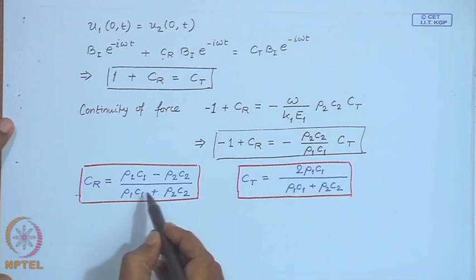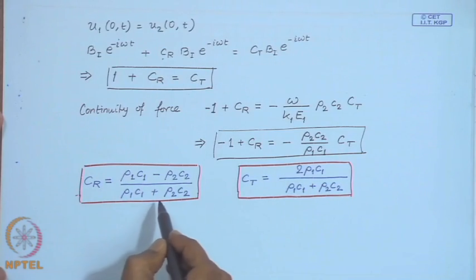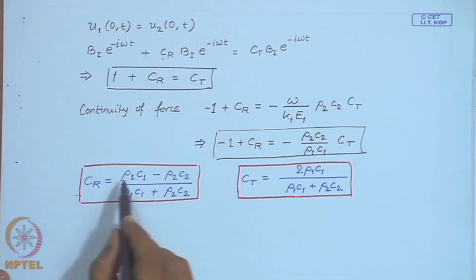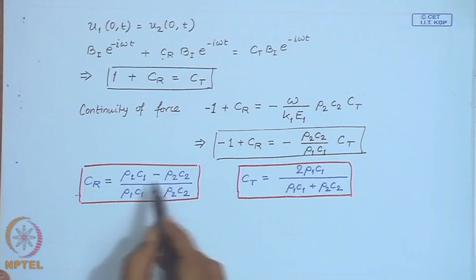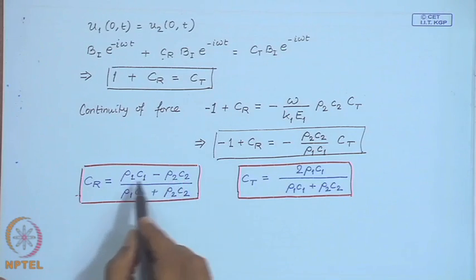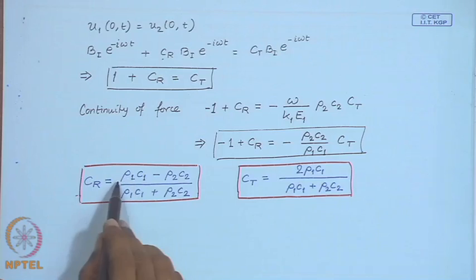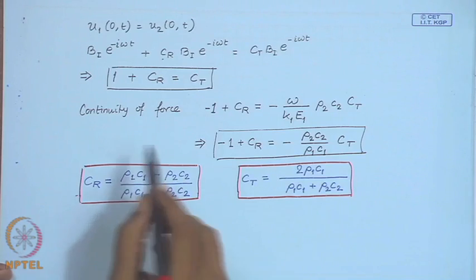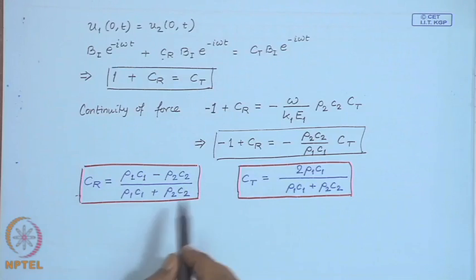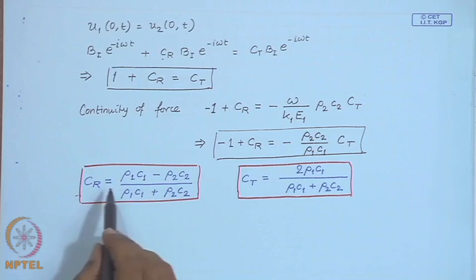Now, this reflection coefficient can be 0 only when rho 1 C 1 equals rho 2 C 2. Now, this can happen in various ways. One is there is a single material, the material is the same. So, there is no reflection, that is very obvious.